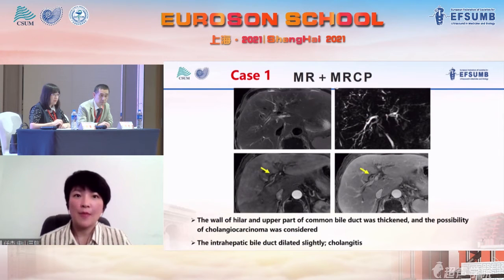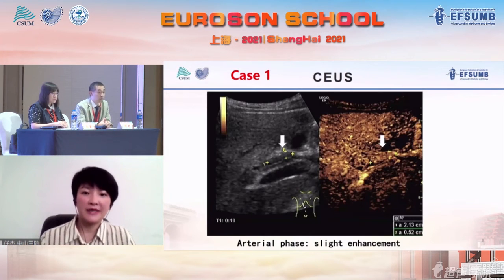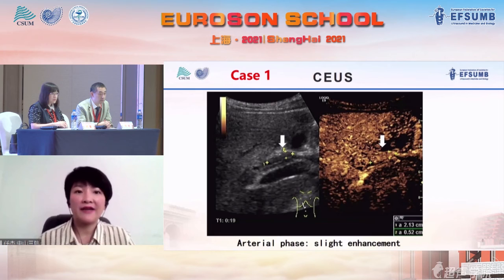Next, we can see MRI and MRCP. They reveal that the hilar and upper part of the common bile duct wall was thickened, like this, the wall thickened, and the possibility of cholangiocarcinoma was considered by MR. Next, please. To have a definitive diagnosis, an intravenous CEUS was performed.